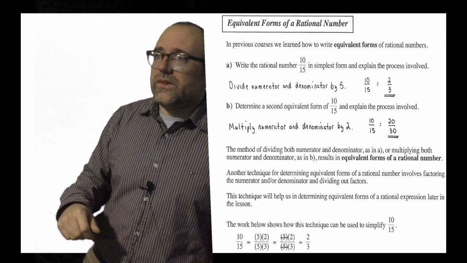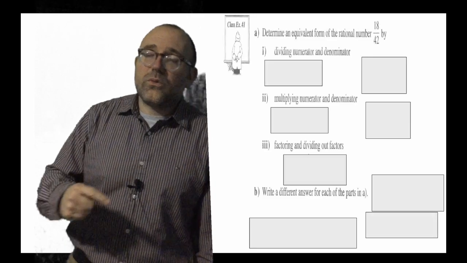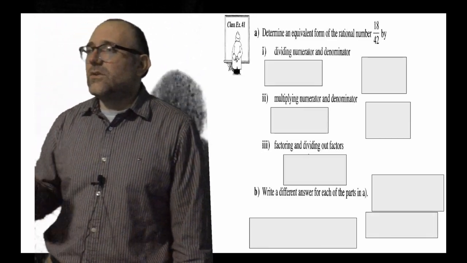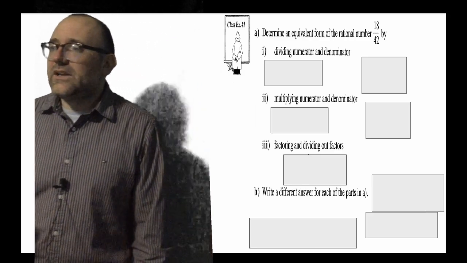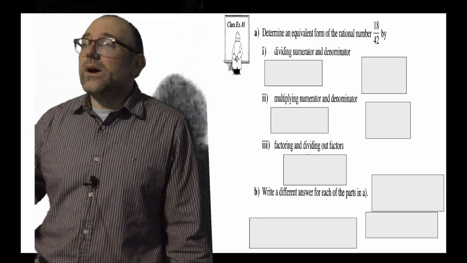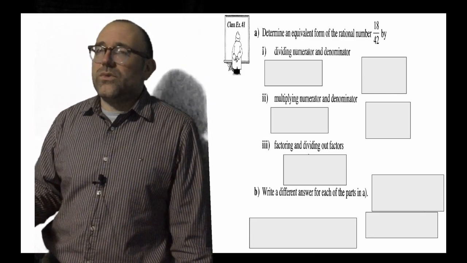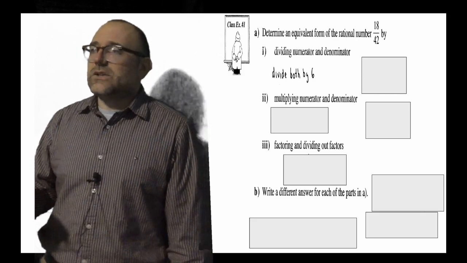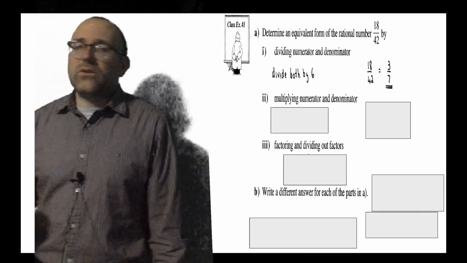So moving on with this concept, I want you to try this investigation, but before we do the investigation there is a class example which determines equivalent forms of 18 over 42. So if you're dividing numerator and denominator, what would be the common number you would use? Well, something in the times table that fits both of them. That is correct, 6. So you should be dividing by 6. If you do that, you will realize it could be brought down to 3 over 7.